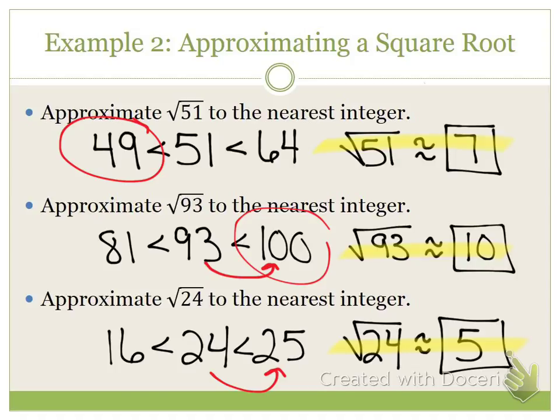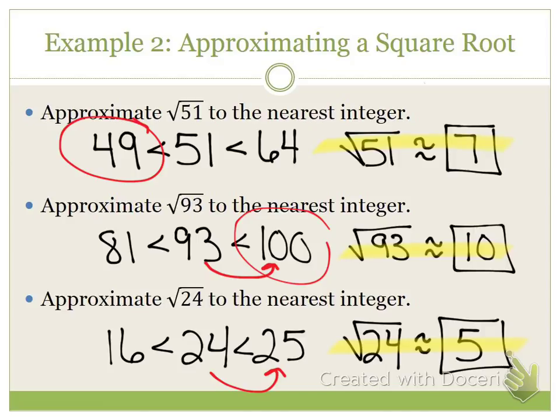Go ahead and do the next one, the square root of 93. What do you get? 9 point what? 9.64. 9.6. So because it's a 6, it rounds the 9 up to a 10. That's why my answer is 10. Square root of 24. 4.8. So the 8 rounds the 4 up to a 5.